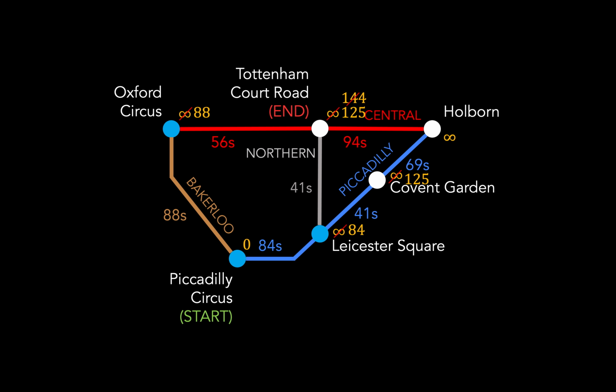So, using Dijkstra's algorithm, we've basically established that the quickest route is to take the Piccadilly line to Leicester Square, then the Northern line to Tottenham Court Road, which is handy to remember if you ever find yourself in London.